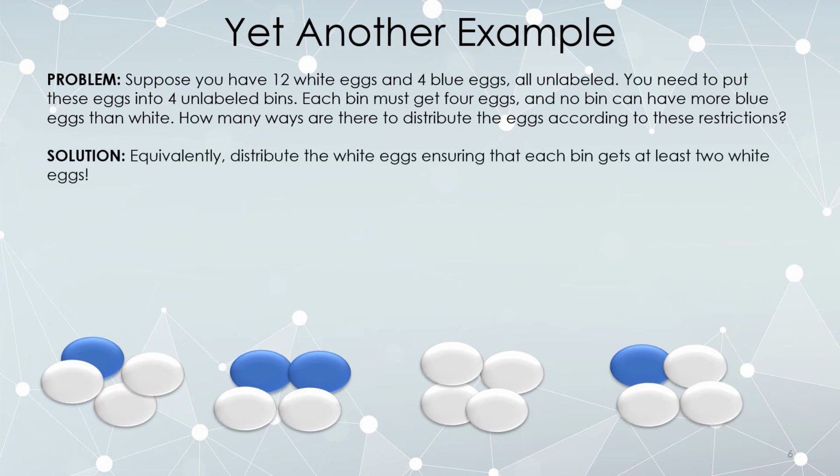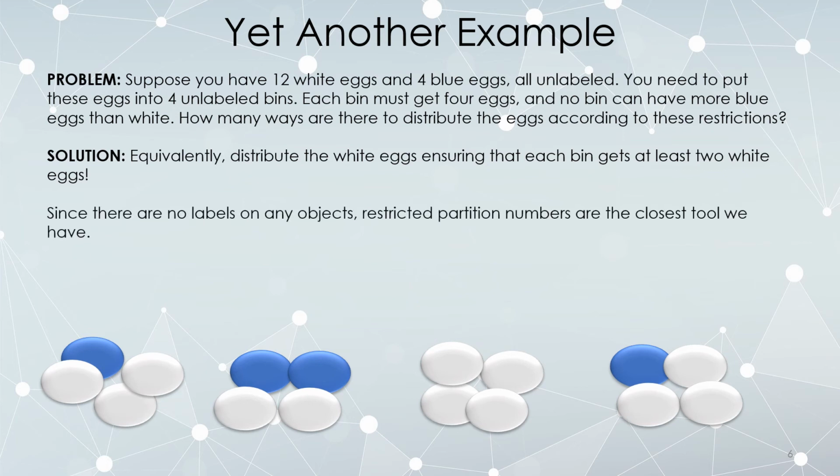So equivalently, what we're saying is that we have to distribute the white eggs, making sure that every bin gets at least 2 of them, because if a bin only had 1 white egg, it would have to get 3 blue ones, and then I'd have more blue than white. There are no labels on any objects though, so restricted partition numbers are the closest tool we have.